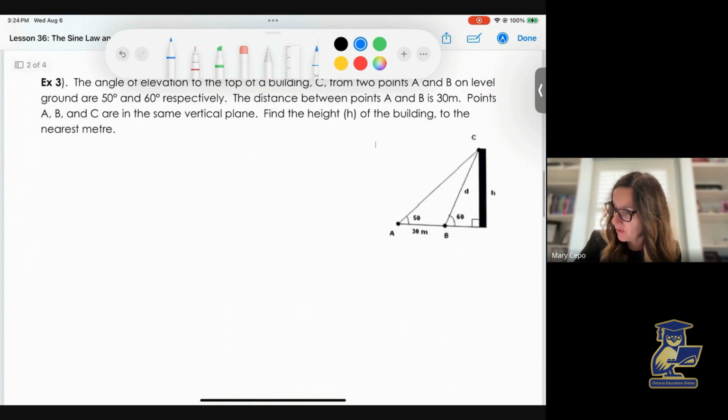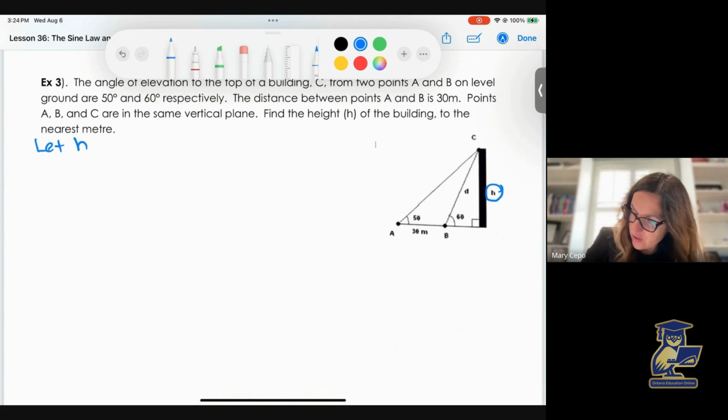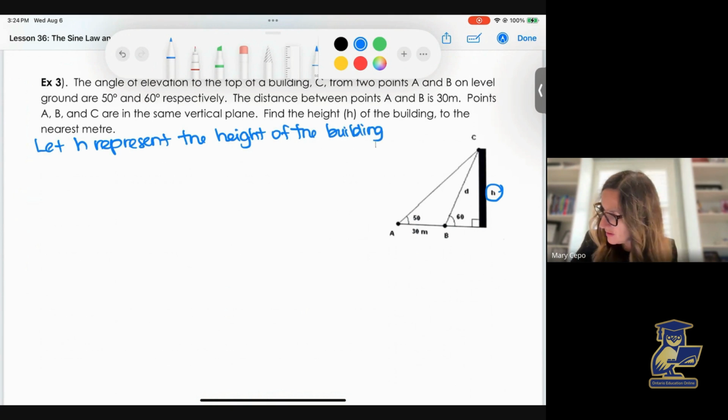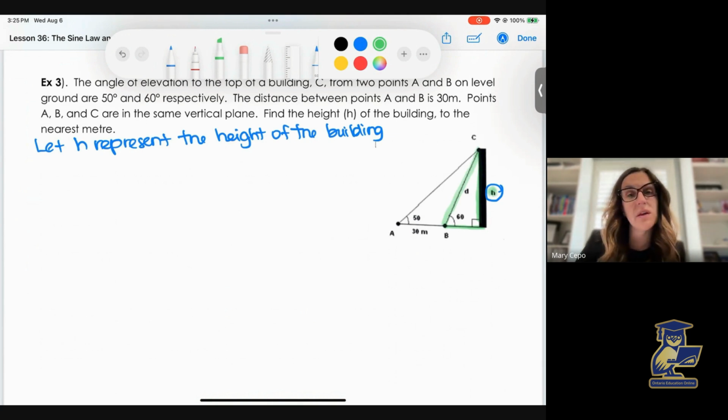Now, if we're talking about the height, we already have an H designated there, but it is an unknown. So we're going to say let H represent the height of the building. Now, we know the building should be perpendicular to the ground, which is indicated there. If you look at this, we actually have two different triangles here. We have this right angle triangle, which we need eventually to figure out the height. But if you look at that triangle, we're missing two sides and an angle. So not enough information to solve that triangle.